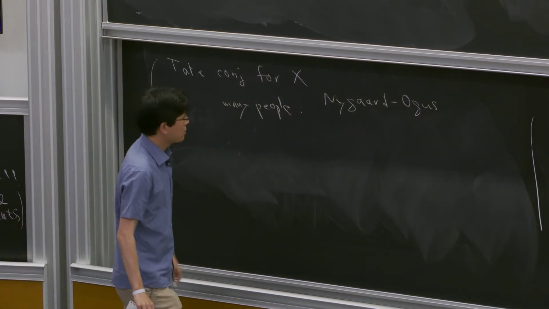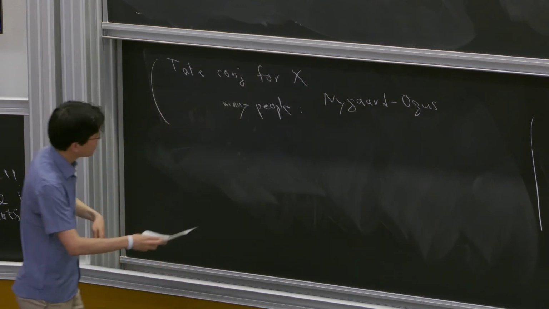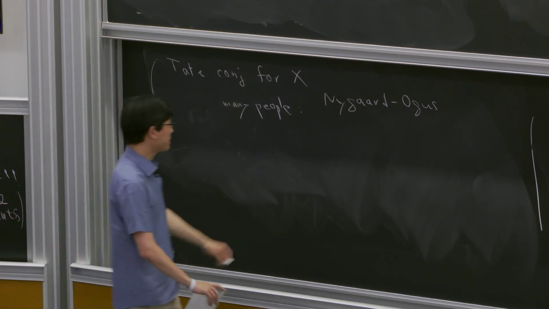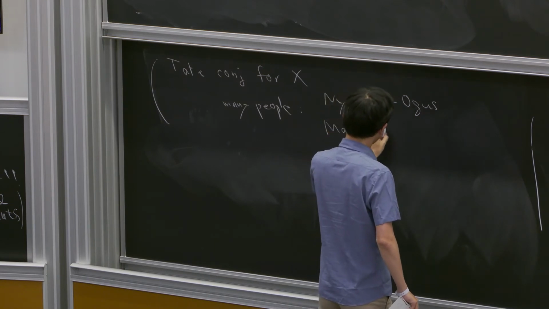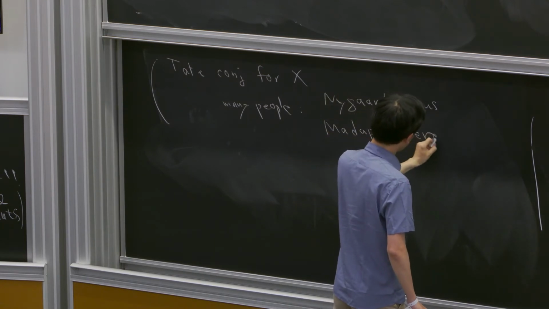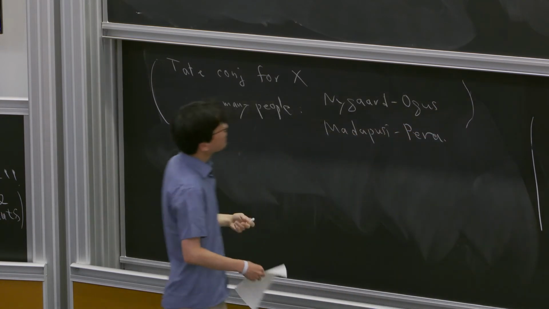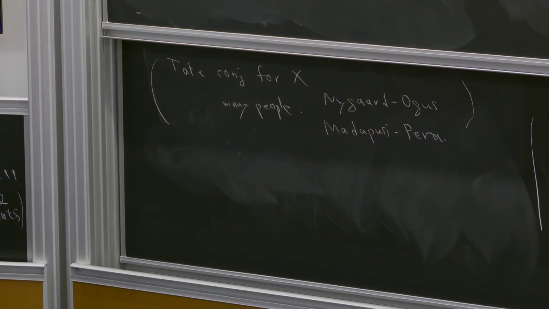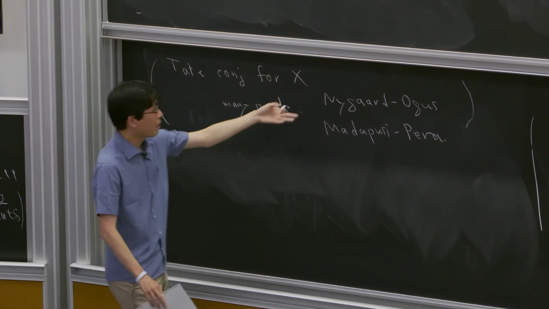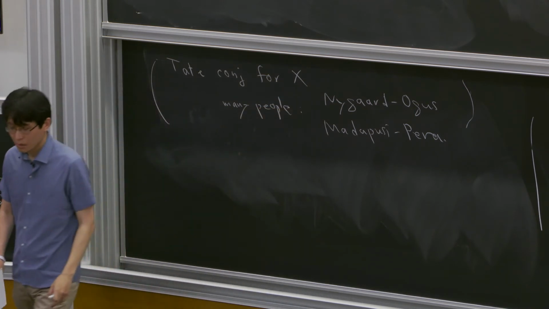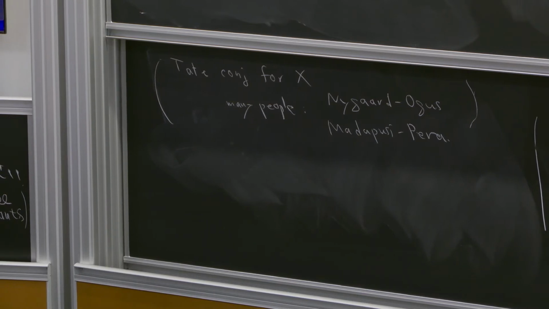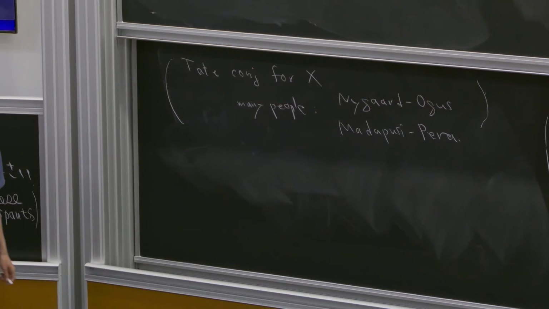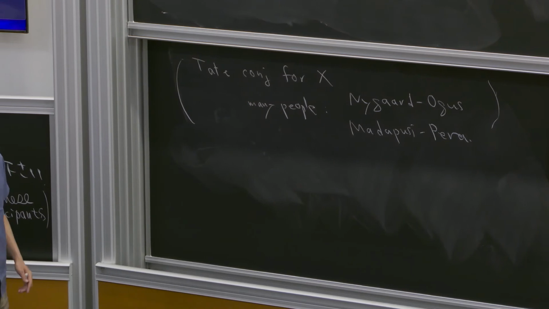But let me mention there is a work of Nygaard and Ogus in the case of finite height. And the most general approach was considered by Madapusi Pera. In fact, our proof of theorem 2 was inspired by their work. Okay, any question?